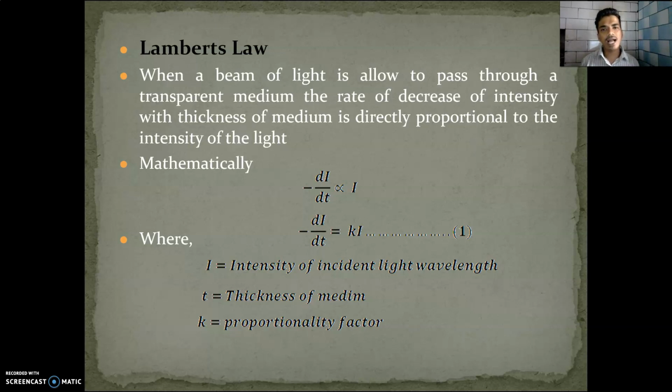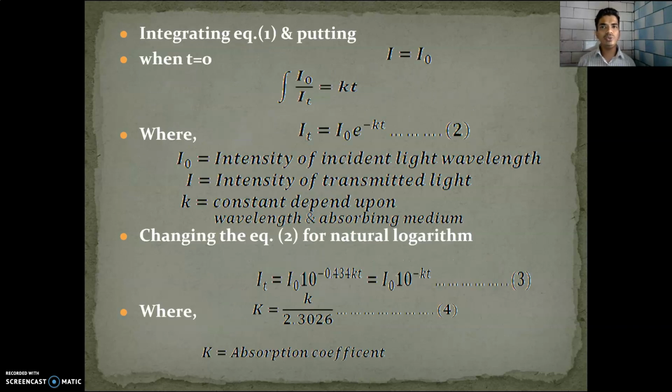So minus dI upon dt, the derivative of the incident light with the thickness, is directly proportional to I. So the first equation becomes minus dI upon dt is equal to kI. It is the first equation form. Here I is the intensity of the incident light of a given wavelength, t is the thickness of the medium, and k is a proportionality factor or constant. So we want to integrate this equation.